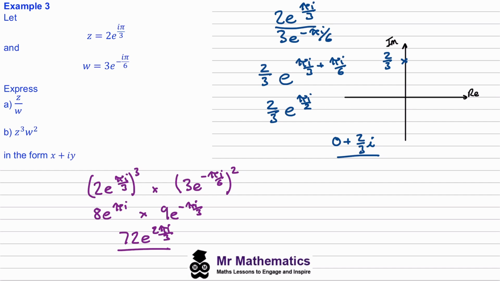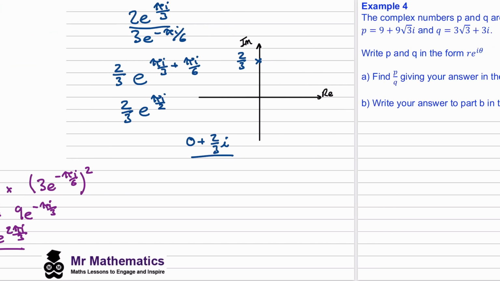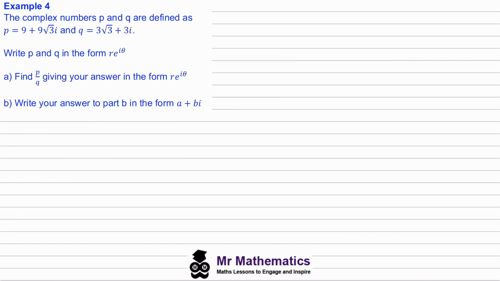How did you go with that? Let's try one final question. So in example 4, we have the complex numbers p and q, and we've been asked to write them both in exponential form, then to work out p divided by q, then to convert that into a plus bi form. So again, do you want to give this question a go? You can pause the video and come back when you're ready.